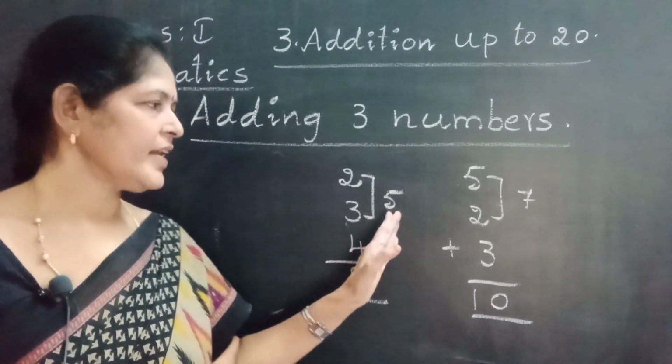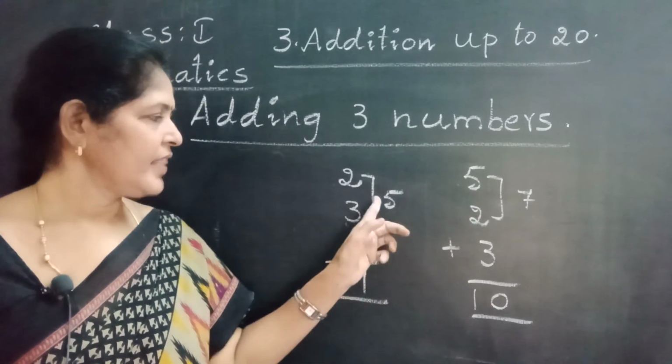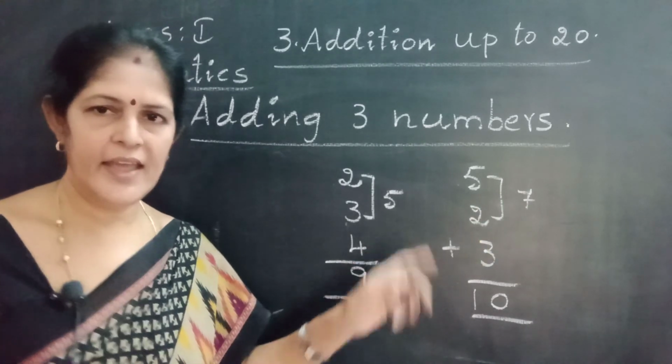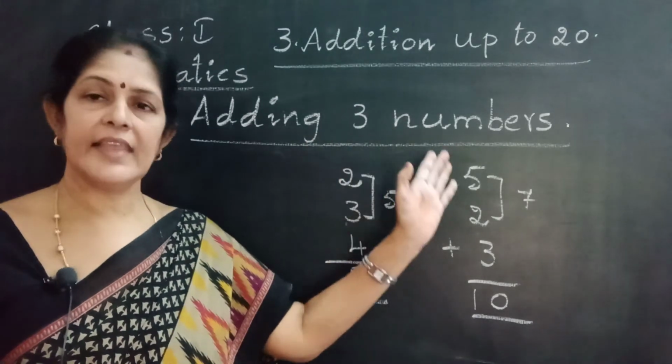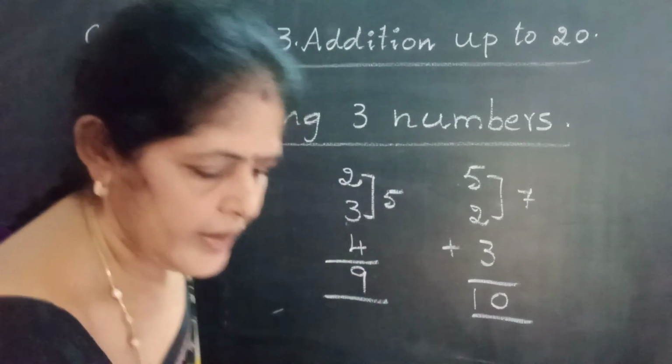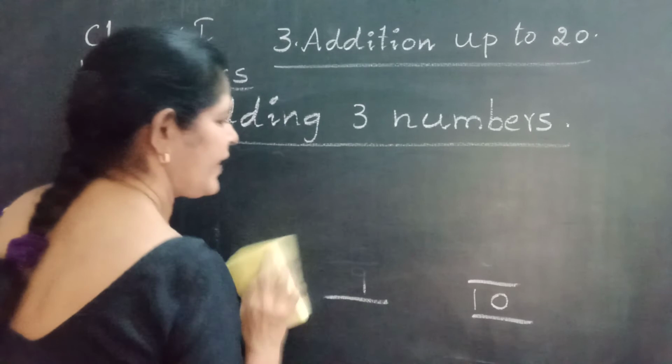By practicing you get perfection, then don't make mistakes like this, okay? We continue in the next class also adding 3 numbers, very easy. Can I show you another example? Adding 3 numbers.